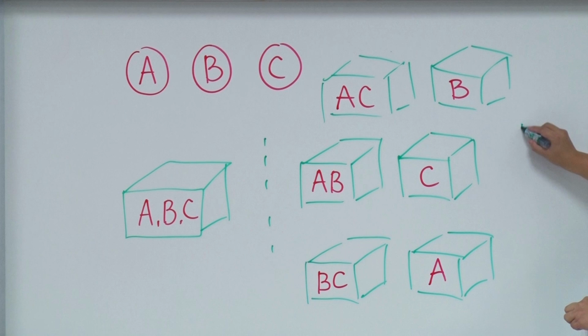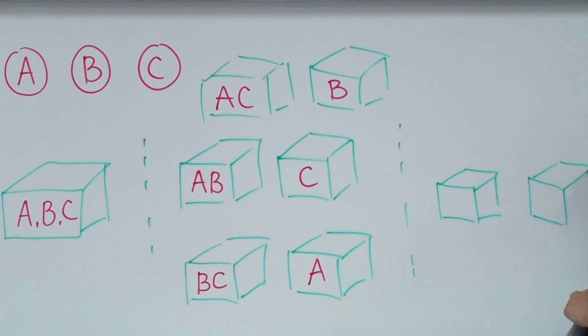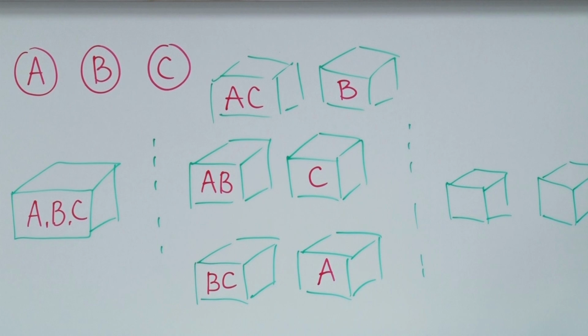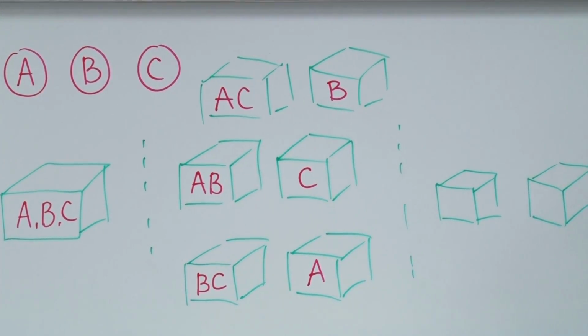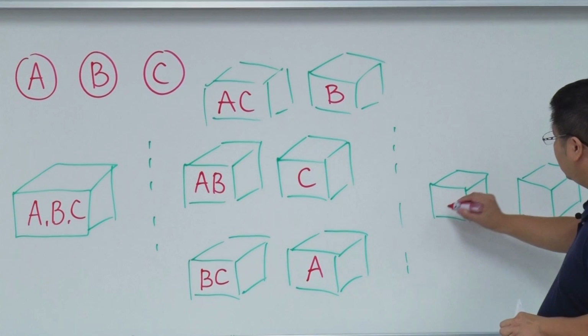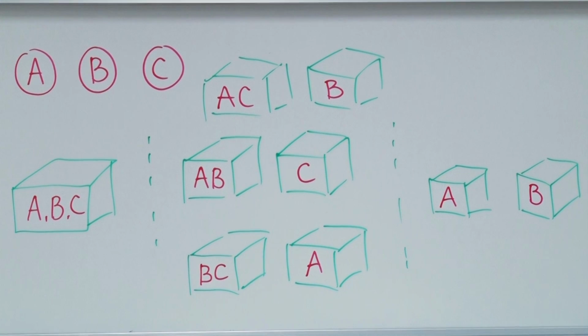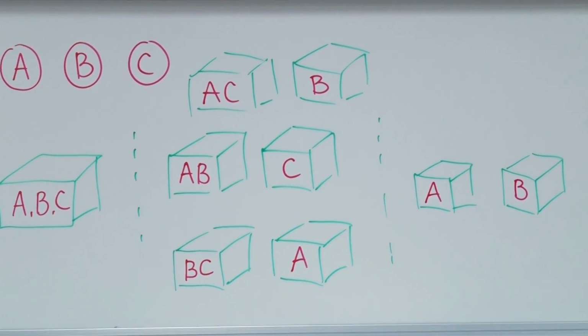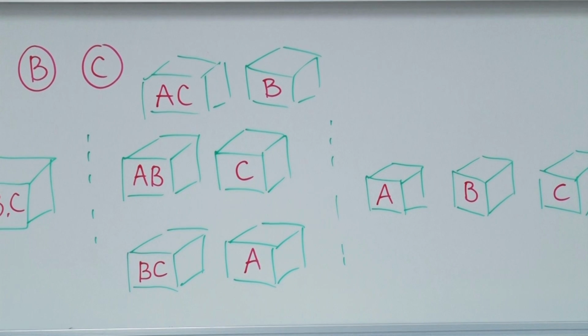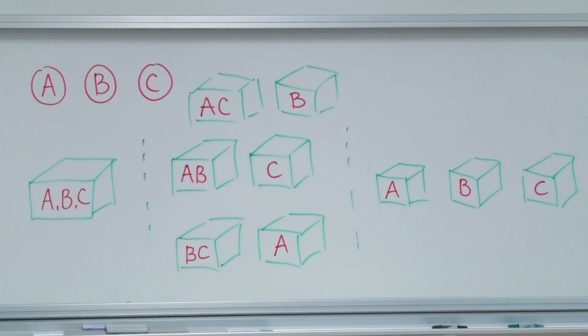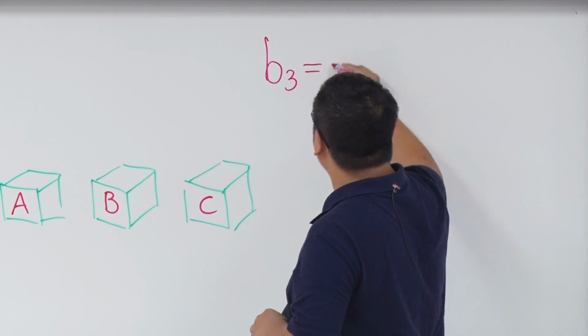And then we can have one more way that uses exactly 3 boxes. We put A, B, C each in one separate box. And these are the only ways. We should not be using 4 boxes or 5 boxes, because that will create empty boxes. So we may be using 1 box or 2 boxes or 3 boxes, and the total number of ways is 5. So in that sense, here, we will write down B(3) is equal to 5.